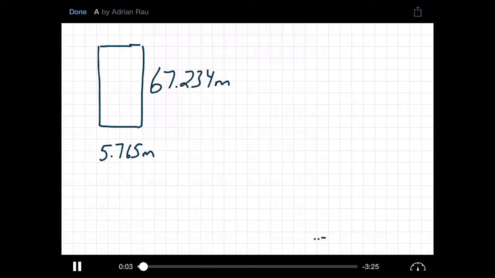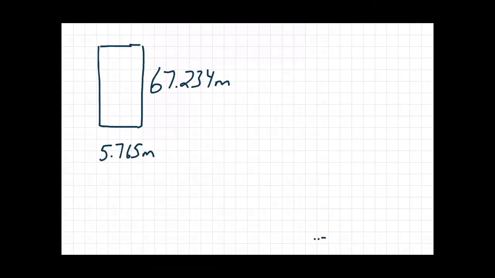Okay, so in this video we're going to talk about calculating the area of a rectangle. Many of you are familiar with the formula A equals length times width, where this is your length and this is your width. The lesson here is to understand that L and W are just variables to help you remember the formula, which is length times width.